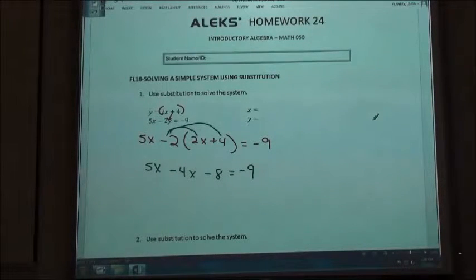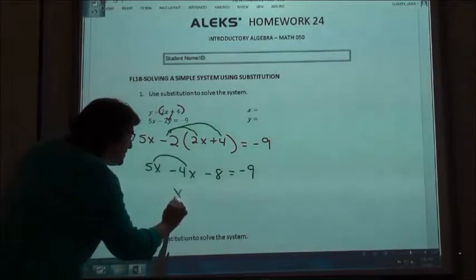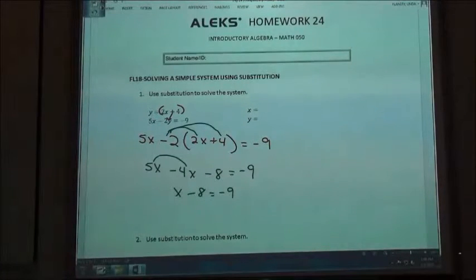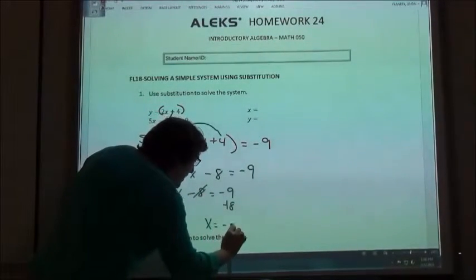Next thing we did was combine our like terms. 5x minus 4x was x. x minus 8 equals negative 9 then. And then in order to solve that for x, we've got to move our 8 to the other side. So we're going to add our 8. x equals negative 1.